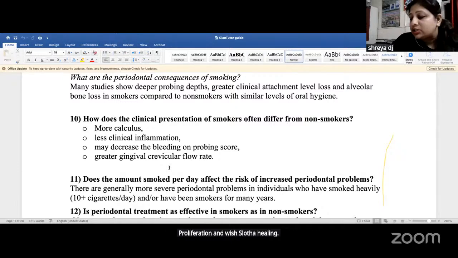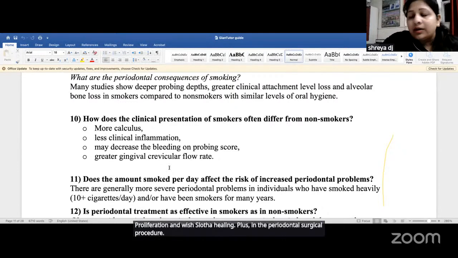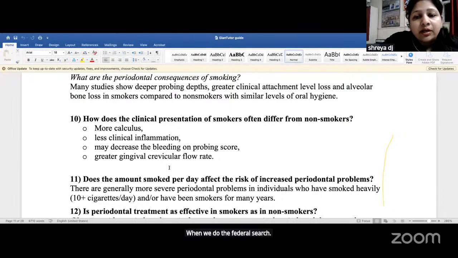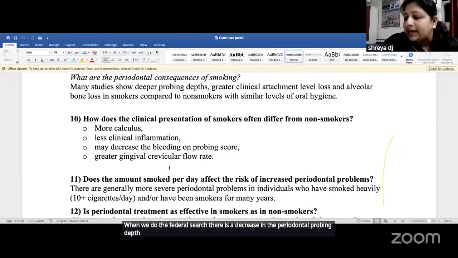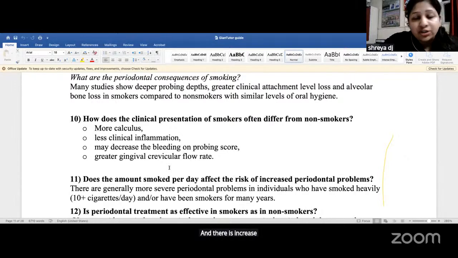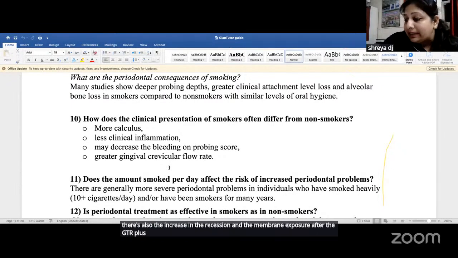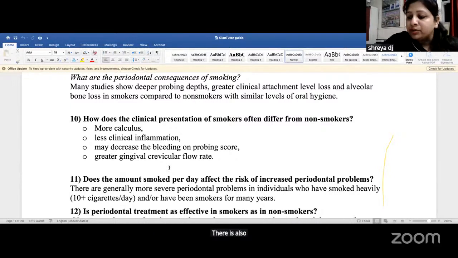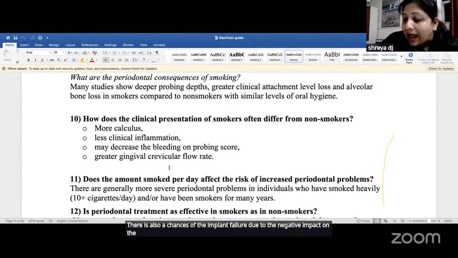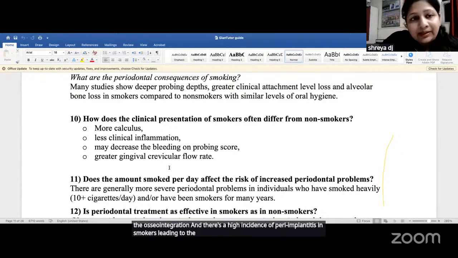In periodontal surgical procedures, there is a decrease in probing depth reduction and attachment gain after open flap debridement, and there is increased deterioration of furcation after surgery. There is also an increase in recession and membrane exposure after GTR. During maintenance therapy, there is an increase in probing depth. There is also a chance of implant failure due to the negative impact on osseointegration, and a higher incidence of peri-implantitis in smokers, leading to implant loss over time. Thank you.